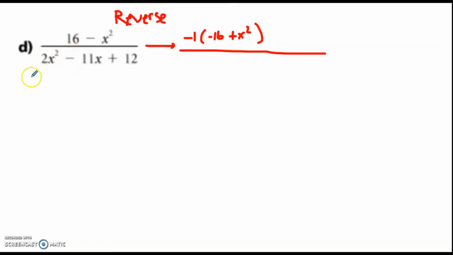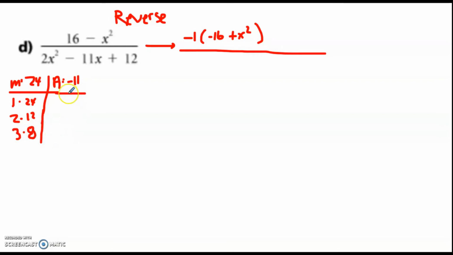So let's see, I'm looking for two numbers that multiply to 2 times 12, so 24. And those same two numbers need to add to -11. So let's see. My factors could be 1 and 24, nope. 2 and 12, nope. 3 and 8. 3 and 8 look promising. I need them to add to -11, so I'm going to throw negatives on both. So when I multiply them, they're positive. That's looking good. So down here, I'm going to start my decomposition using my two factors.